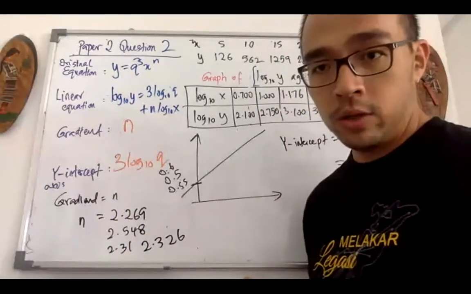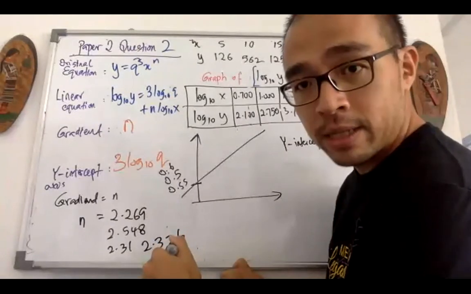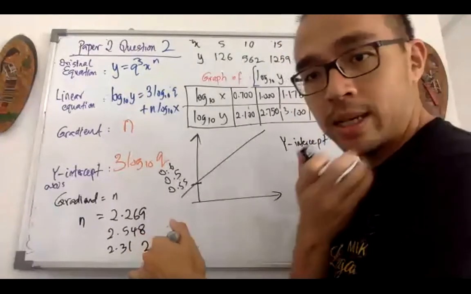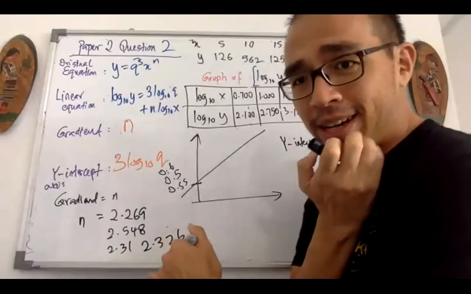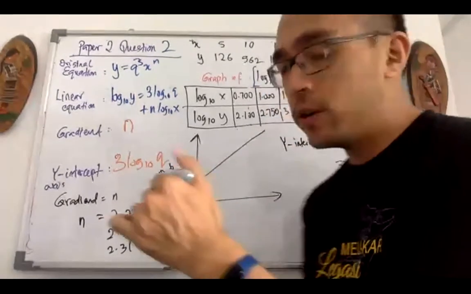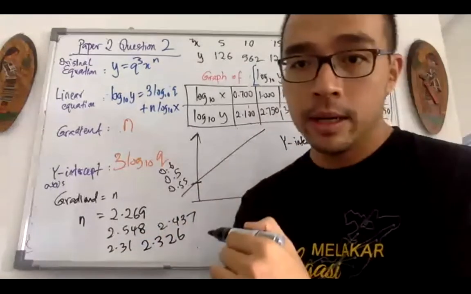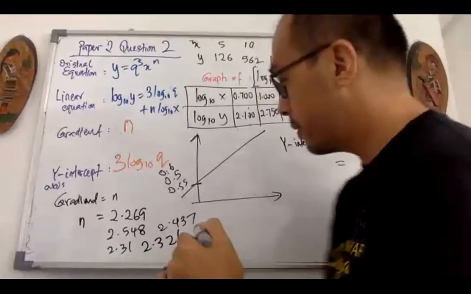Okay, 2.375. Y-intercept saya dapat 0.25, tidak boleh tu. 0.25, I don't think so. Ethan, 2.437, 2.437. Somebody got 2.375.